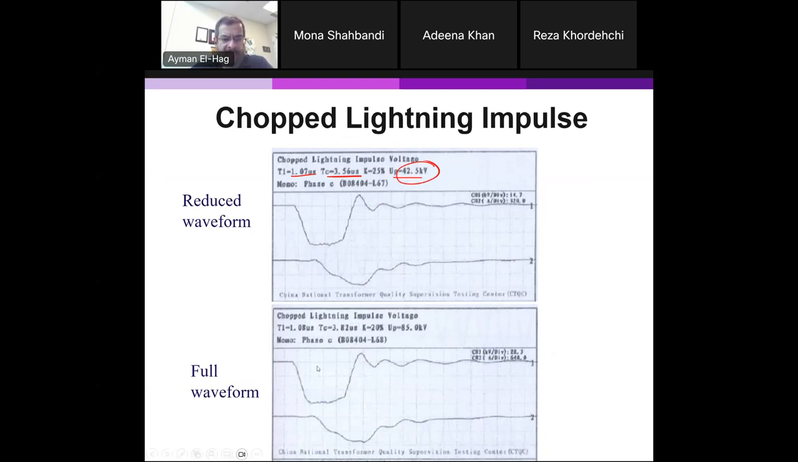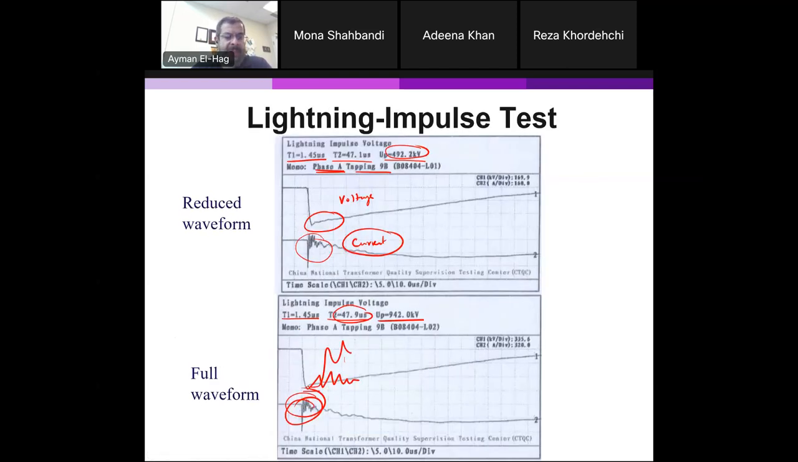And here is the full waveform. This is the current, and this is the voltage. Again, when you notice the two, the reduced and the full, they are identical, and here is the current as well. The current looks very good. Now here you notice that the polarity of the voltages is negative.